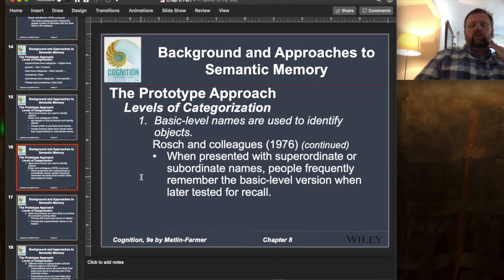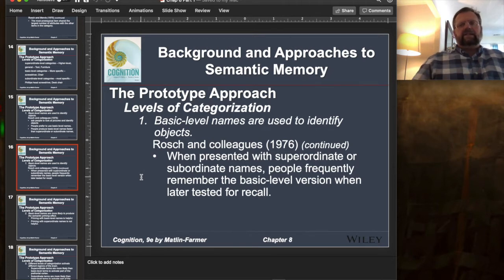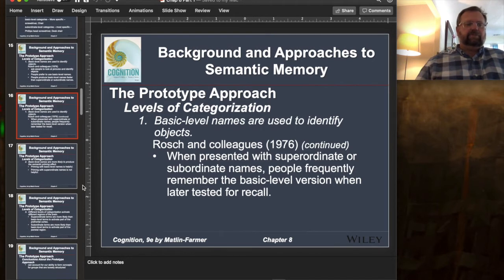So when we're presented with superordinate or subordinate names, people frequently remember the basic level version when later tested for recall. So even when you present either the superordinate or subordinate categories, we tend to remember those things in terms of that basic level version. Because the basic level version is a little bit more simplified, so it's easier to hold in memory and in cognition, but it still has enough specificity or difference from other things that we see to make it easy to distinguish those types of things.